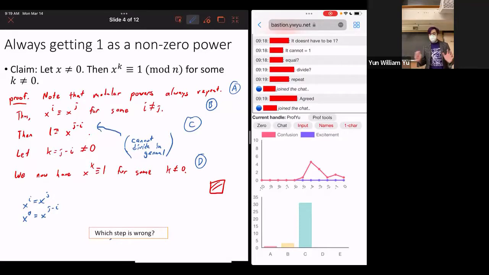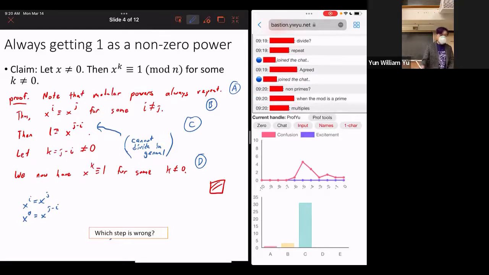So we can adapt this proof to make it correct. So what would you need for this proof to be correct? The problem here is we can't always divide. So when could you? When would this proof be correct? Well, when can you always divide? Exactly, when the mod is prime. Or you know, when it's co-prime. So when you have two things that are relatively prime. But in general, this proof is correct if n is a prime number.